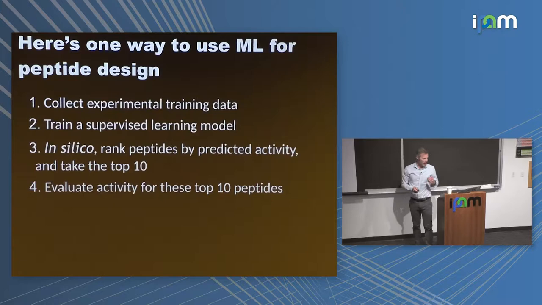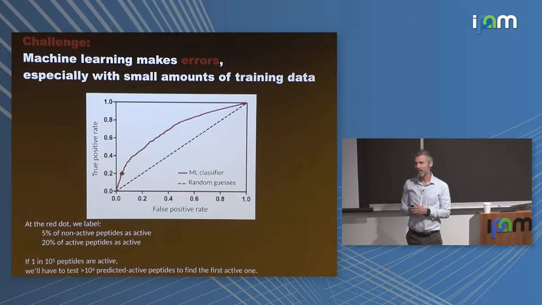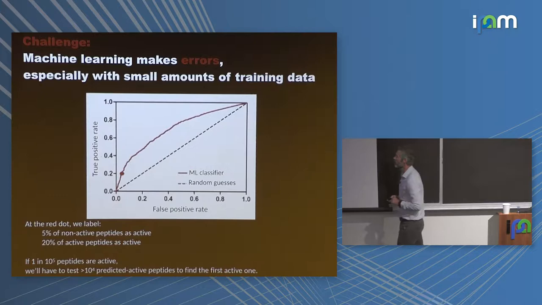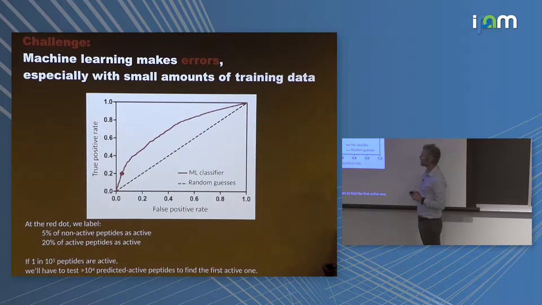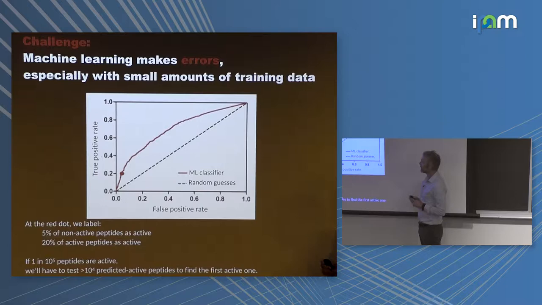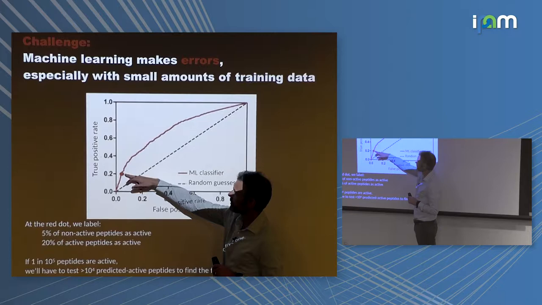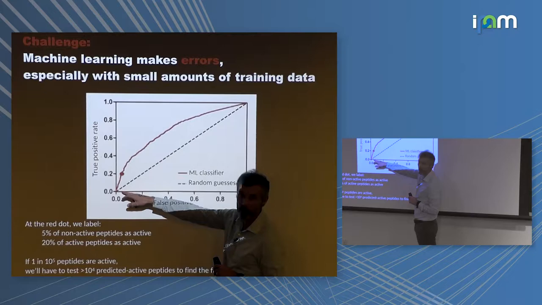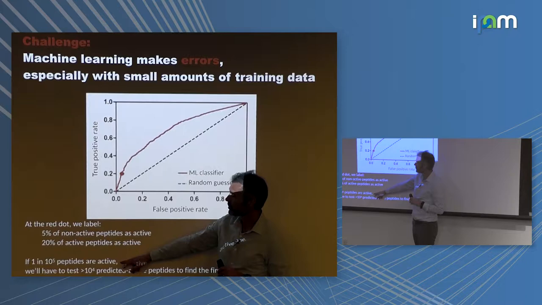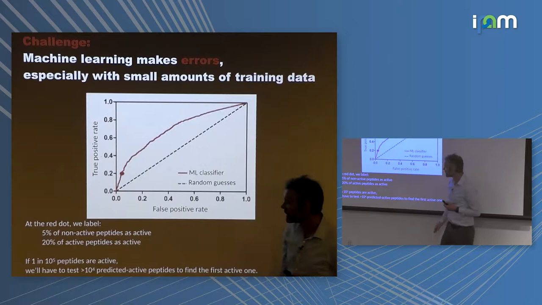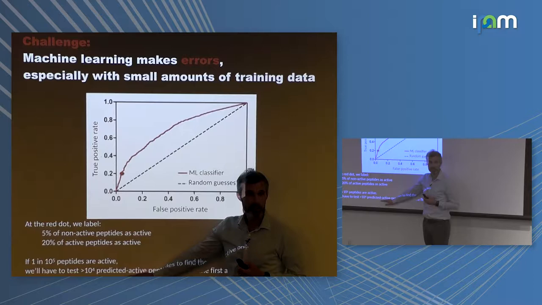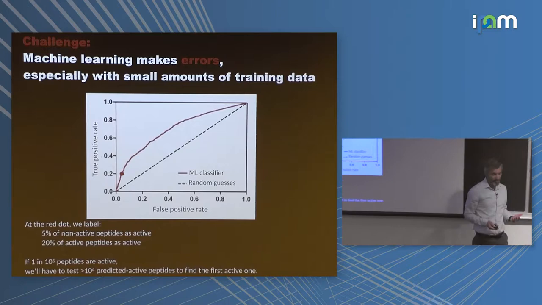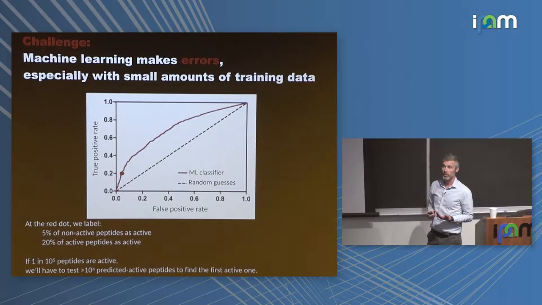So the challenge that we all know is that machine learning makes errors. It's not perfect. Here's an ROC curve from the classifier that I'll talk about using in this biochemistry application, where I have true positive rate on the y-axis and false positive rate on the x-axis. And if the classifier that I select has a true positive rate of 0.2 and a false positive rate of 5%, and if only one in 100,000 peptides are actually biologically active for whatever assay I'm looking at, then I'm going to need to test a really large number of peptides that are predicted to be active before I find one that actually works. Okay? So if I walk into a situation like this, and use that classifier in the way described on the previous slide, almost surely it's not going to work.